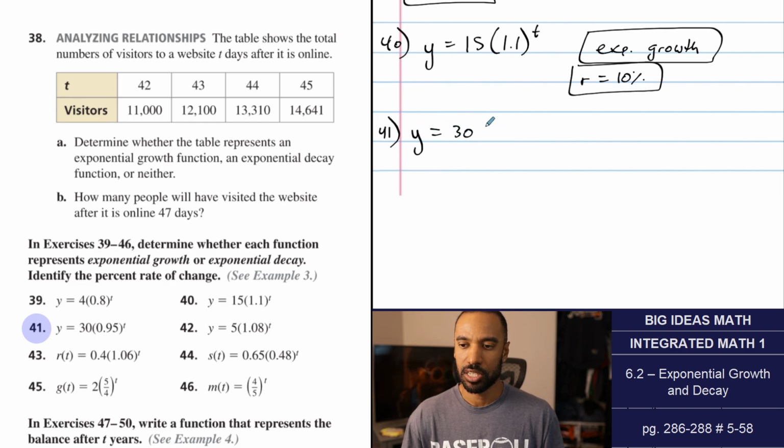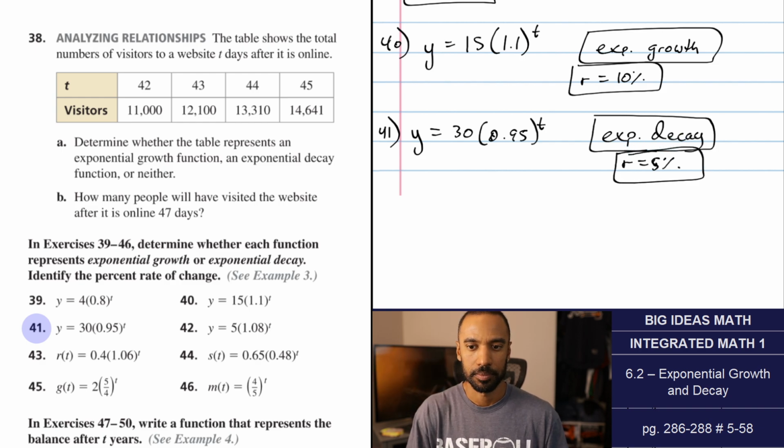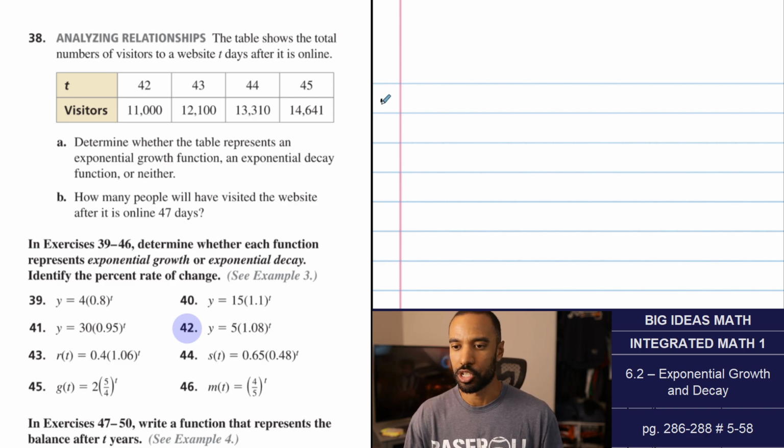Y is 30 times 0.95 to the t power. 0.95 is a number less than 1. That's 95% of something. So given that it's exponential decay, the question is how far away is 95% from 100%? It's 5% away. So your R is 5%. 5% decay to make it 95%. Make sense?